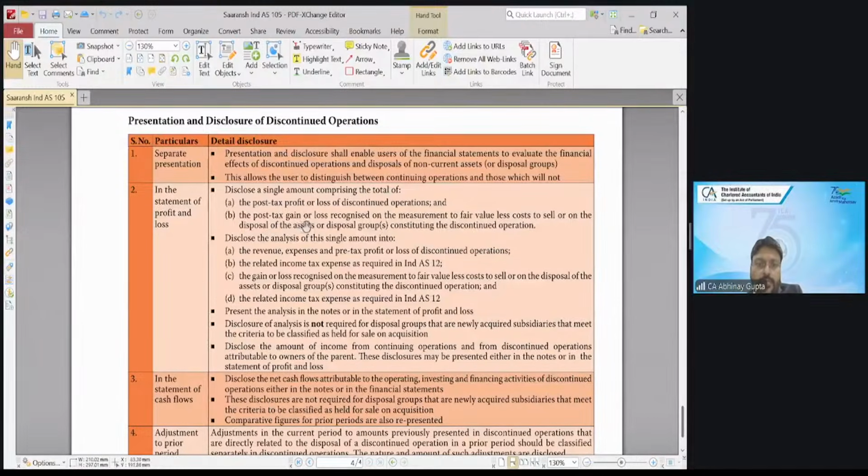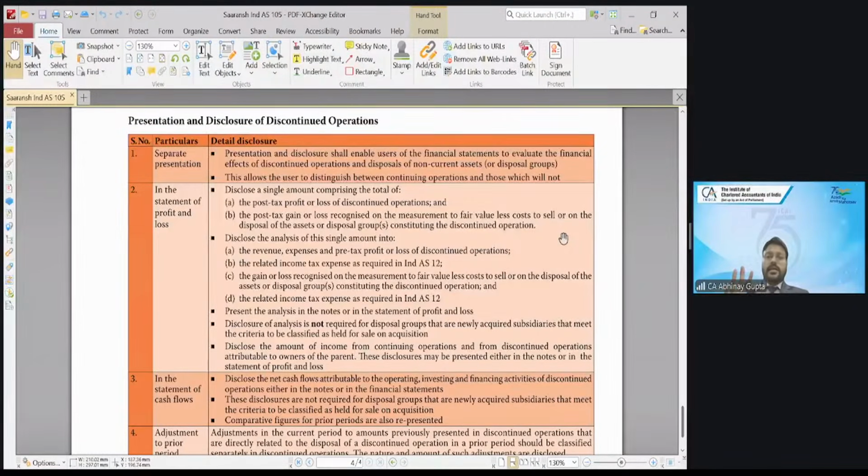Now, apart from this, the post-tax gain or loss recognized on the measurement to the fair value less cost to sell also needs to be disclosed, right? So this will continue to be presented under the profit and loss from the continuing operations. So you need to keep that in your mind carefully, because sometimes in examination, if the question requires you to showcase the relevant extract of the P&L or the balance sheet, then you might end up doing this presentation as well rather than simply discussing, right? And if you miss presenting it under the continuing operations, then you will lose the marks.